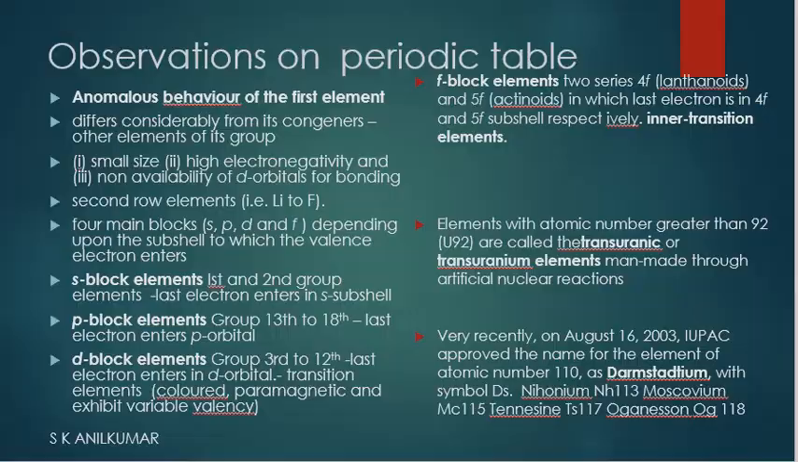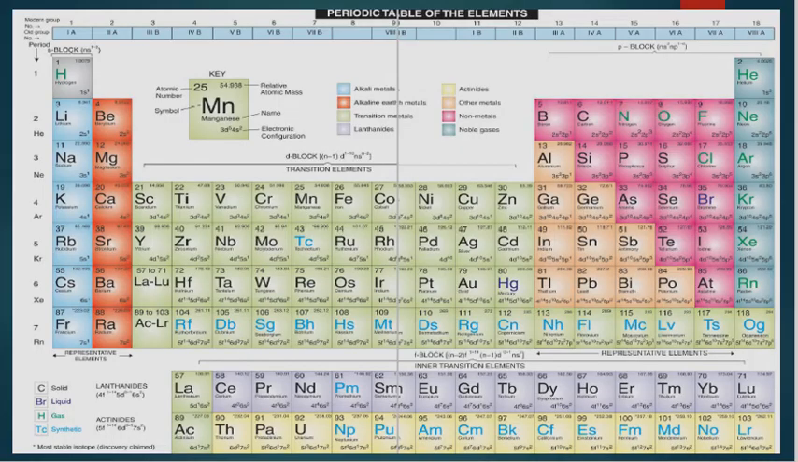Now what are the observations on the periodic table? Anomalous behavior of the first element. What is that? Hydrogen. It differs considerably from its congeners. What are congeners? Other elements in the group. That is one. Next is small size, high electronegativity and non-availability of d orbitals for bonding with the second row elements. That is the observation of the first element.